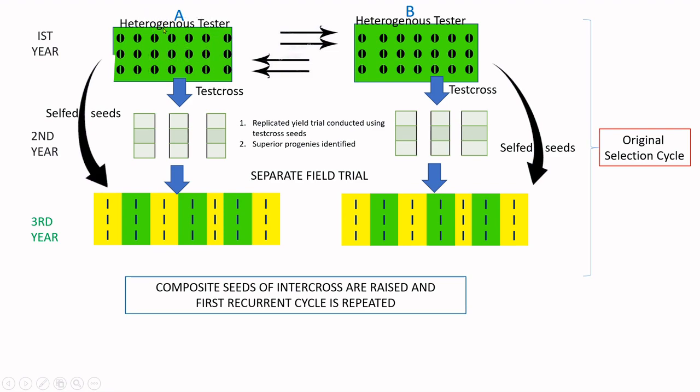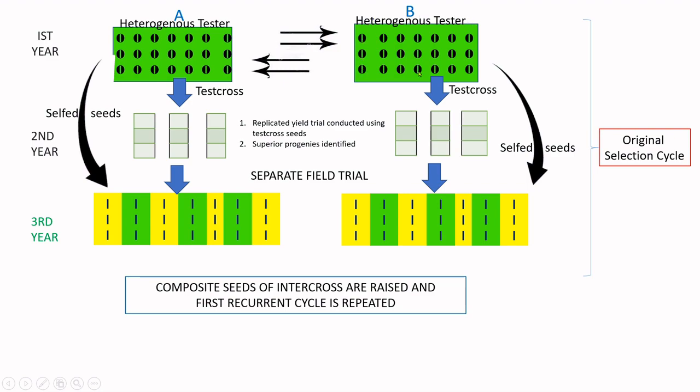As we have already stated, we are going to have two populations A and B, which are both heterogeneous testers. They are going to act as testers for one another. So first we have to cross, and the test cross progenies are going to be evaluated in replicated yield trials. Coming to the first step, the heterogeneous tester A is going to cross with another parent which is heterogeneous, which will act as tester for the A parent. When we cross these parents, we are going to get the test cross results, which are going to be evaluated in a replicated yield trial.